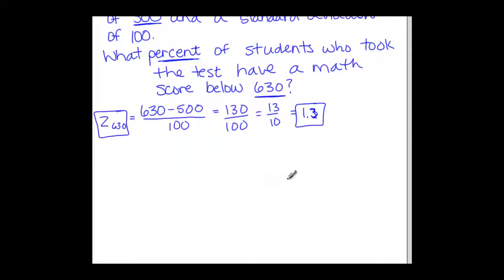So let's look at that on the curve, and then we'll look to our table to see what area is associated with it. On our standard curve, remember that the mean is in the middle with a z-score of 0. So a z-score of 1.3 doesn't matter exactly where you put it, but we know it's to the right of the mean. It says what percent of students who took the test have a math score that is below 630. So that would be below. Remember that this was the data piece 630. It has a z-score of 1.3. So we're looking for this area.